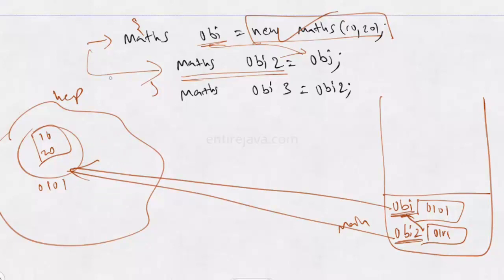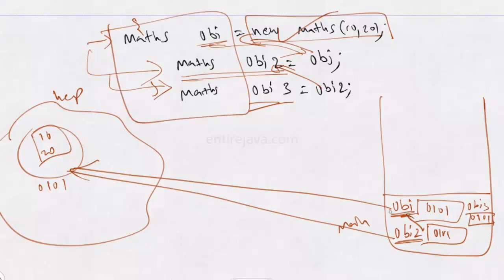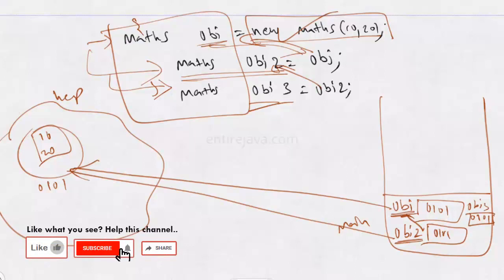Similarly, on the similar lines, we have obj3, which is holding the value which obj2 is holding, which in turn is holding the value of obj1. So we'll have obj3, and that will hold the same value. So all these reference variables are holding information on the location where the object is residing. Hope that makes sense. So now the million-dollar question: why do we need to store objects in heap memory?